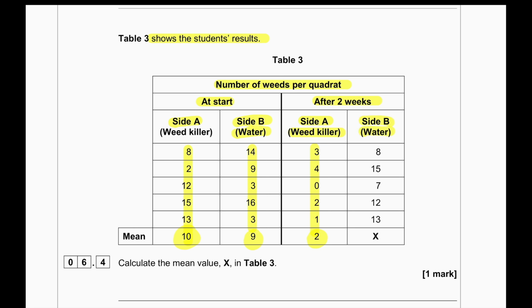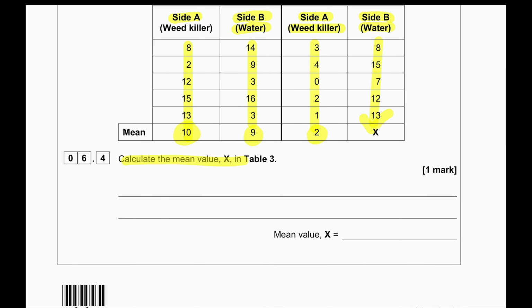And side B, when we sprayed it with water, the other average is not done, so we need to do it. Calculate the mean value for X. To calculate the mean value, we'll add all of the numbers on that side and then divide by the number of quadrats, which is 5. The average is 11. So we can see on side B, the average is 11, which is close to what we started with originally.